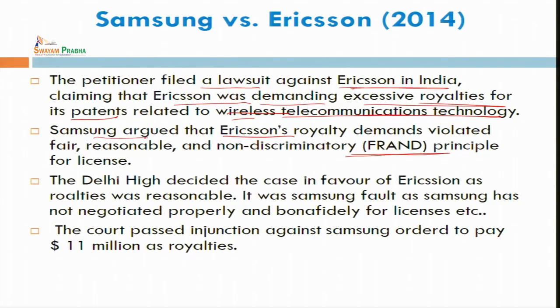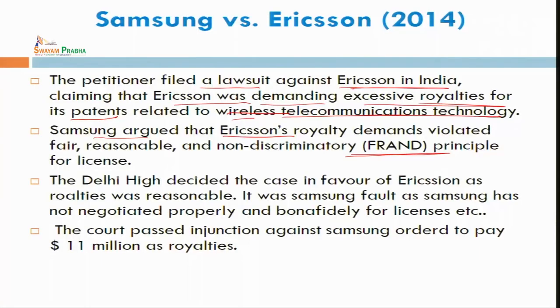Here Samsung is saying that the demand was unjustified and violated the principle for licensing, but Ericsson is saying that without permission they are using our technology and no proper negotiation was made between Samsung and Ericsson. So, when the court went through these facts, the court gave an injunction against Samsung, and the Delhi High Court decided this case in favor of Ericsson, saying the royalty was reasonable and it was Samsung's fault, as Samsung had not negotiated properly and bona fide for getting licenses. So, it is also the plaintiff's fault.